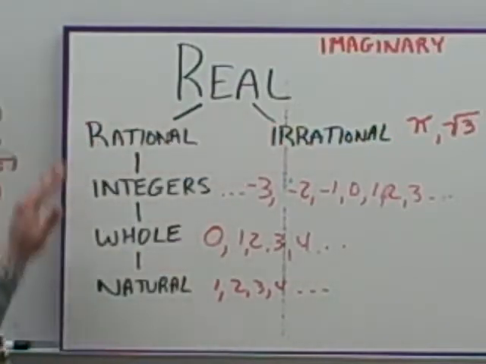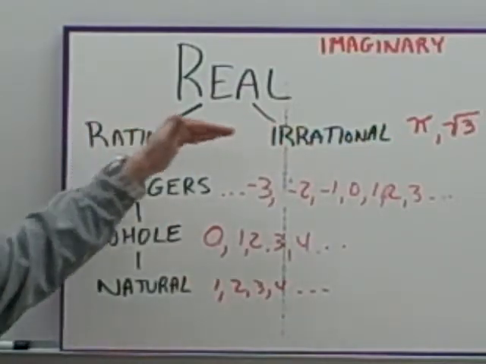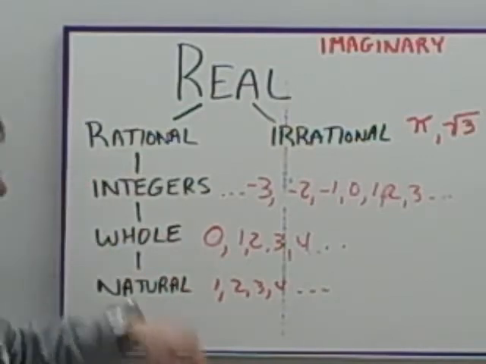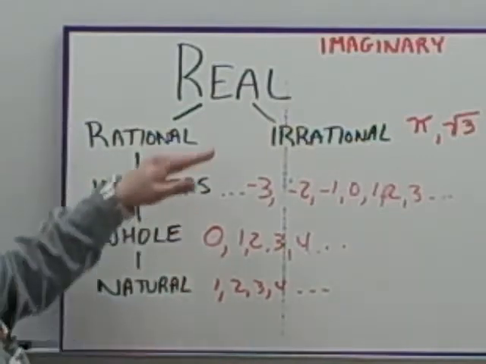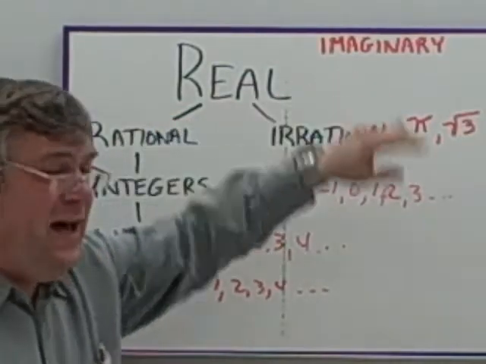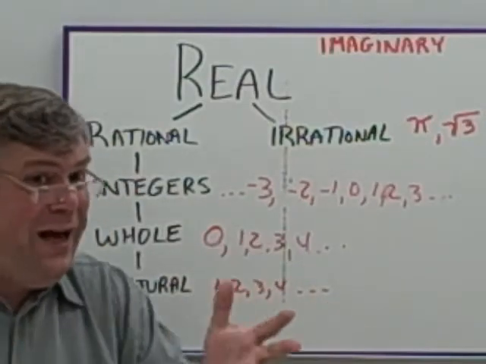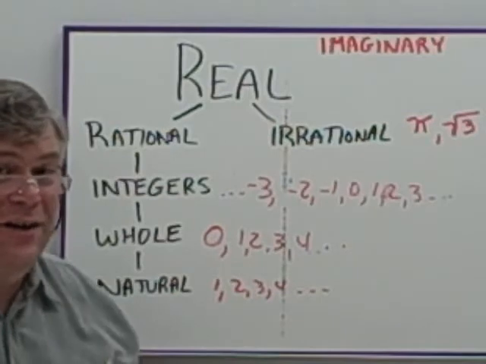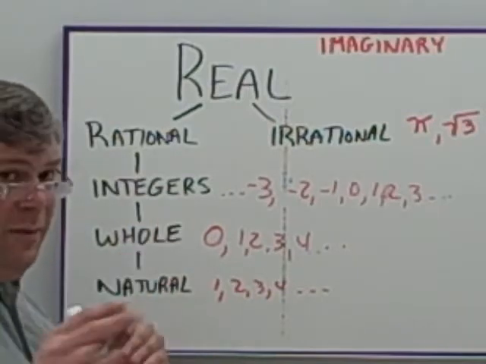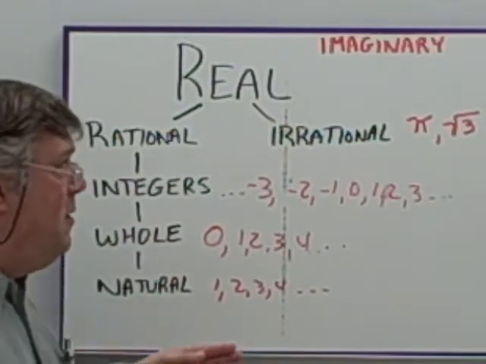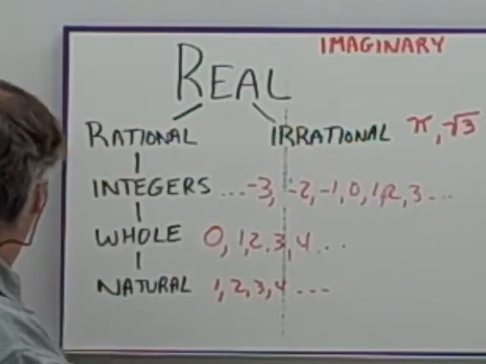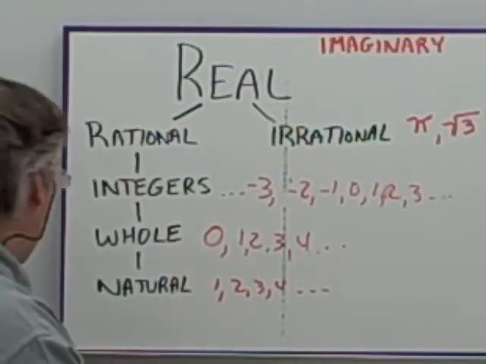Real numbers include all of this. It's all the rational, all the irrational, all the integers, whole numbers, and all that. And then if it's not a real number, it's an imaginary number. Now, in math, we actually have numbers that are called imaginary numbers. We're not going to be working with them in 8th grade here, but you are eventually going to see them.